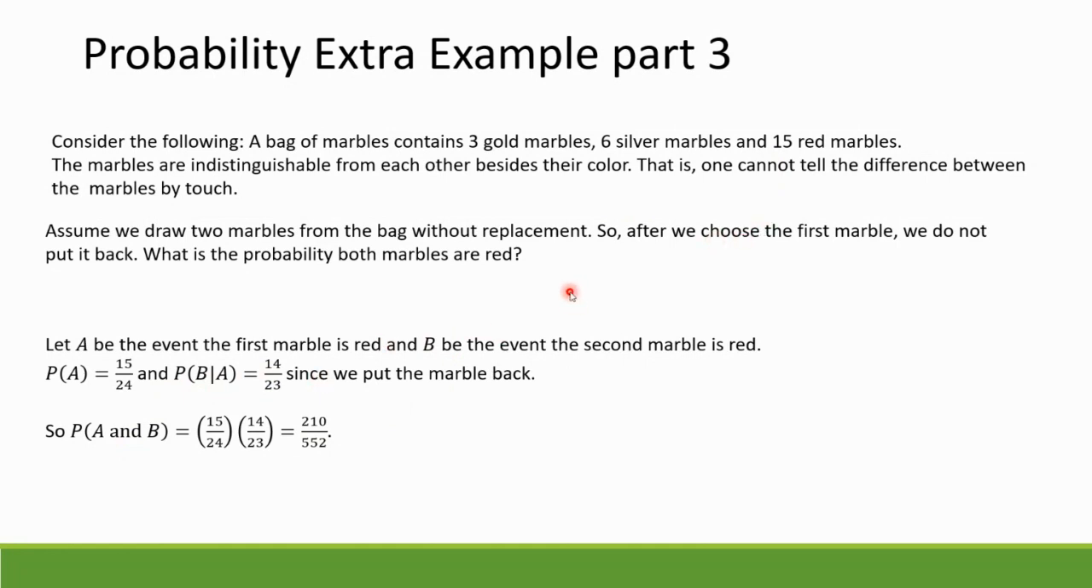Again, we're assuming the first marble we picked was red. That's what we're assuming. So there's one less marble altogether, and there's one less red one. So the probability then of A and B, right? That's the product. It's 15 over 24 times 14 out of 23, which is this product. Okay, so that's good. Are there any questions on this one?